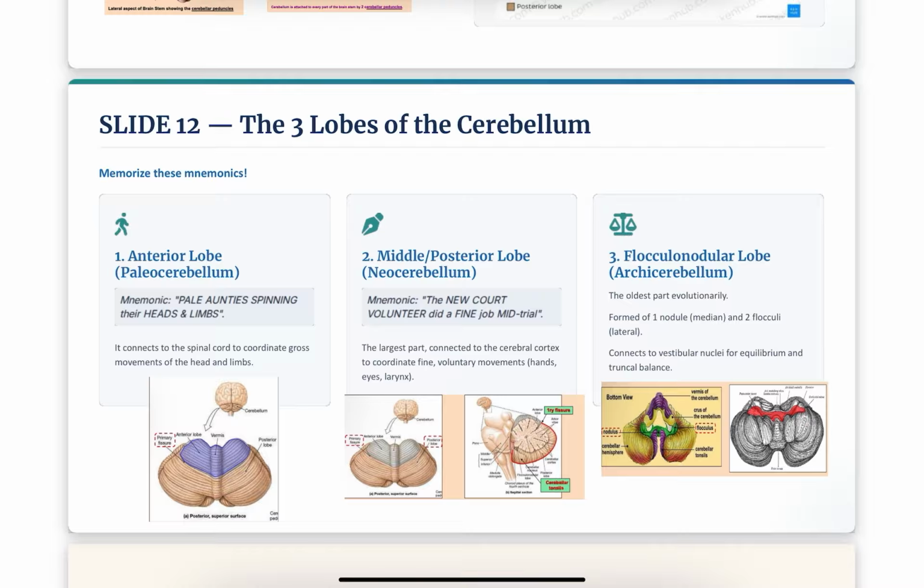And lastly, I have the flocculonodular lobe, also called the archicerebellum. This is the oldest. So this is the largest, and this is the oldest. It consists of what? One median nodule and two lateral folliculi. And its main connection is with the vestibular nuclei. So it's important from its name for the equilibrium and trunk balance.